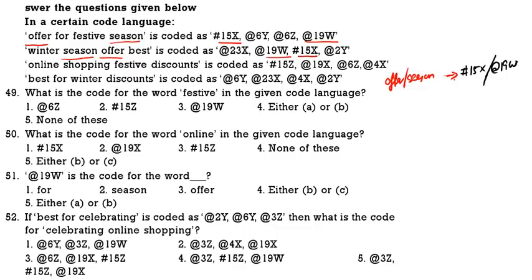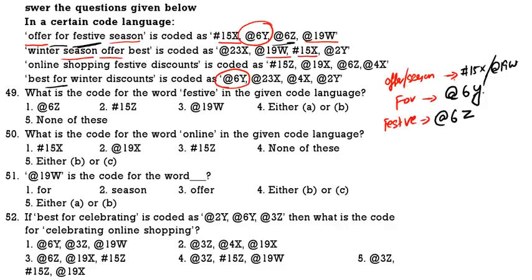Then for festive. So you can see the word for here and here. So what is the code for for? So what can be the common code? You can see at for 6y, here also at for 6y. So the code for for is at for 6y. Then we are left out with festive. Now we are left out with at for 6z. So festive means at for 6z. Festive code is at for 6z.